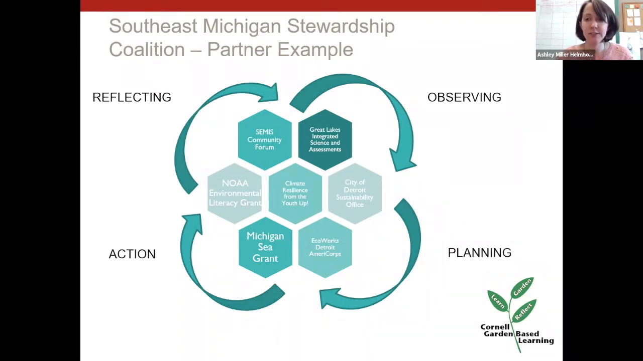And they were involved in a community environmental inventory of Great Lakes climate impacts on Detroit, and then planning some resilience projects that could be learning labs for the students at those schools, as well as addressing some key issues in that community. So all year long, the Southeast Michigan Stewardship Coalition provides professional development to the educators in this network on this topic.